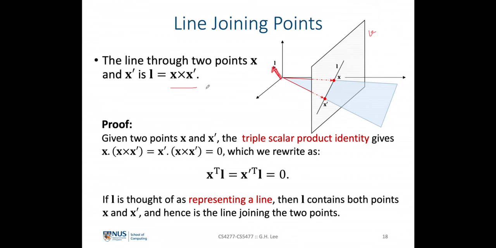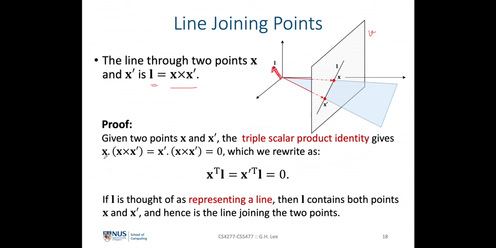Hence, we say that the cross product of x and x prime is going to give rise to a line, a vector that represents the line in the homogeneous coordinates form. And algebraically, the proof is given by this. Suppose that we are given 2 points x and x prime. The triple product identity will use the same trick of the triple scalar product identity.